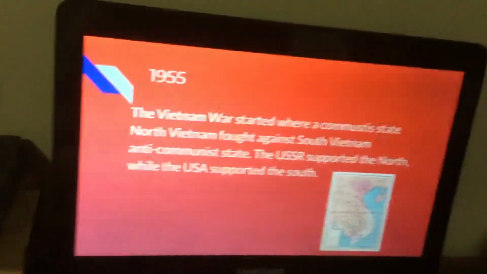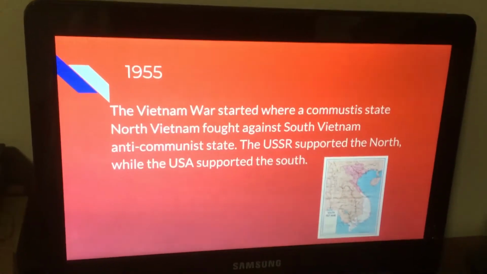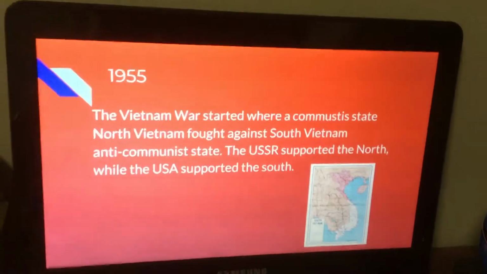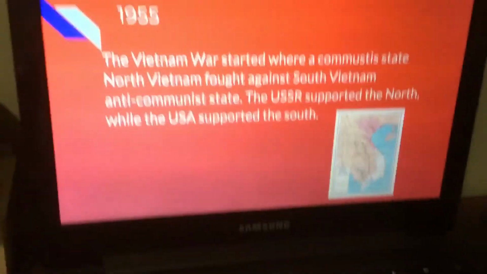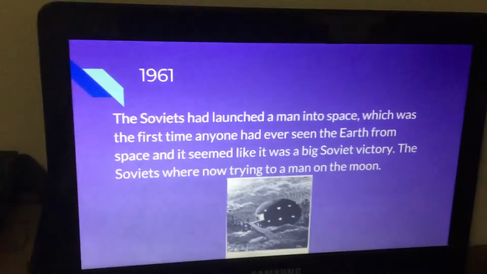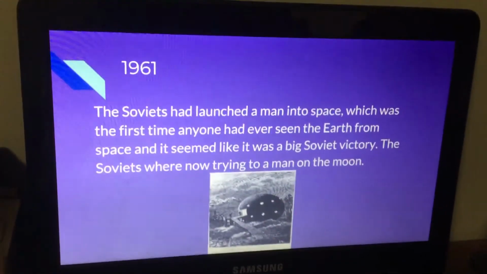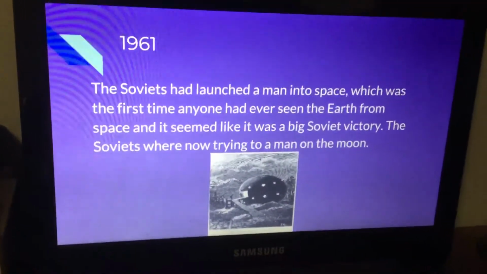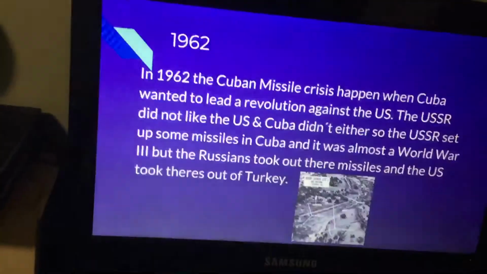The Vietnam War started in 1955, and North Vietnam was a communist state helped by the Soviet Union, and South Vietnam was an anti-communist state supported by the United States. The Soviets had launched the first man to the moon, which was the first time anybody has seen Earth from space. It was going to be a big Soviet space victory. The Soviets were not trying to get a man to the moon, so were the Americans.